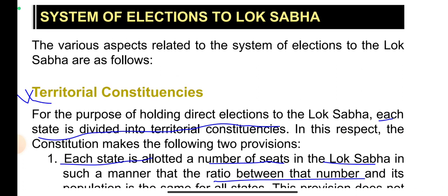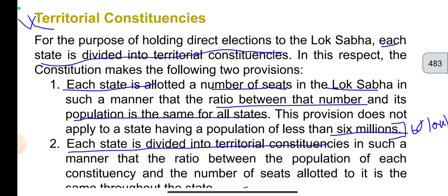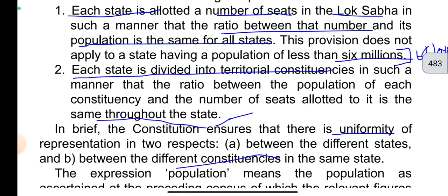System of elections to Lok Sabha. The various aspects related to the system of elections to the Lok Sabha are as follows. Territorial constituencies. For the purpose of holding direct elections to the Lok Sabha, each state is divided into territorial constituencies. In this respect, the Constitution makes the following 2 provisions. Each state is allotted a number of seats in the Lok Sabha in such a manner that the ratio between that number and its population is the same for all states.